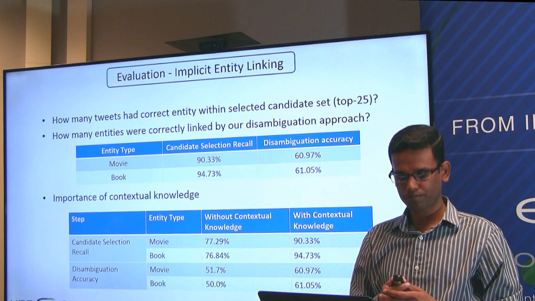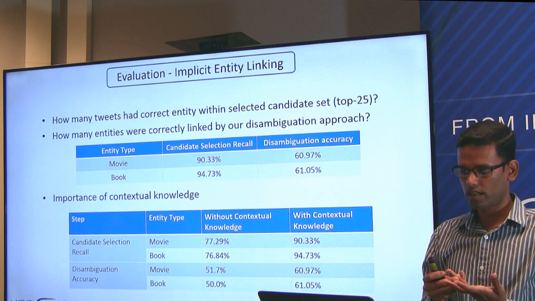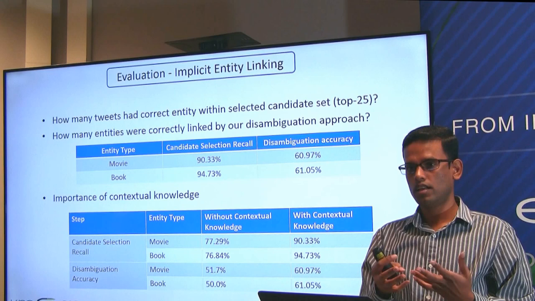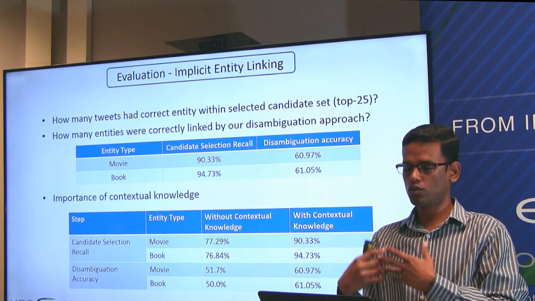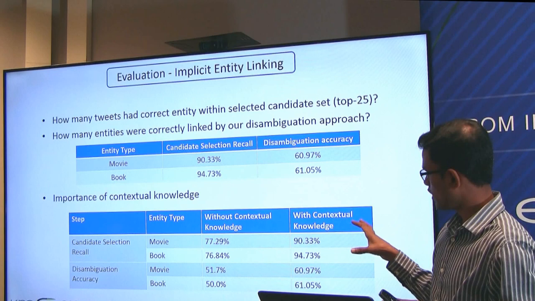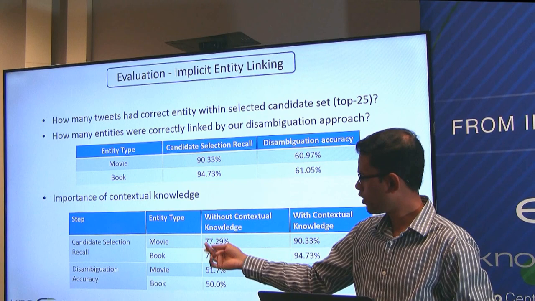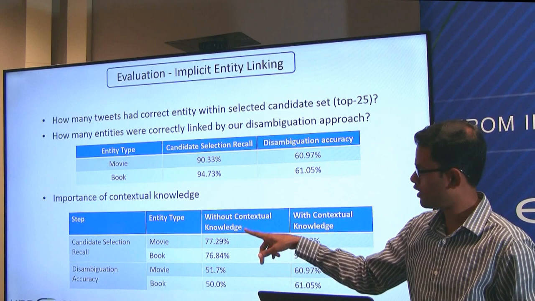accuracy. Now, remember, we use two different knowledge sources, and the knowledge from tweets is something that the literature has not exploited too much. So what we were interested in seeing is the contribution that the topics we extracted from daily communication make towards entity linking on top of the factual knowledge. To do that, we created the entity model using only the factual knowledge, then incorporated the contextual knowledge, and performed the same two steps. Without contextual knowledge, we get 77% recall in candidate selection, and it goes to 90% when you add contextual knowledge. Would you call this velocity of knowledge?